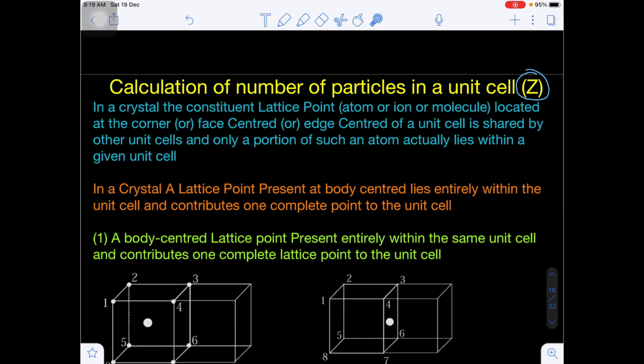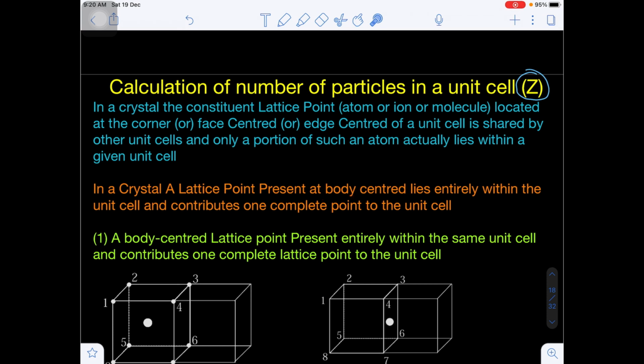Apart from these 3 positions, there is one more position, that is called body centered. That means in a unit cell there are 4 different locations of lattice points. Number 1 corner, number 2 face centered, number 3 edge center, and number 4 body centered.